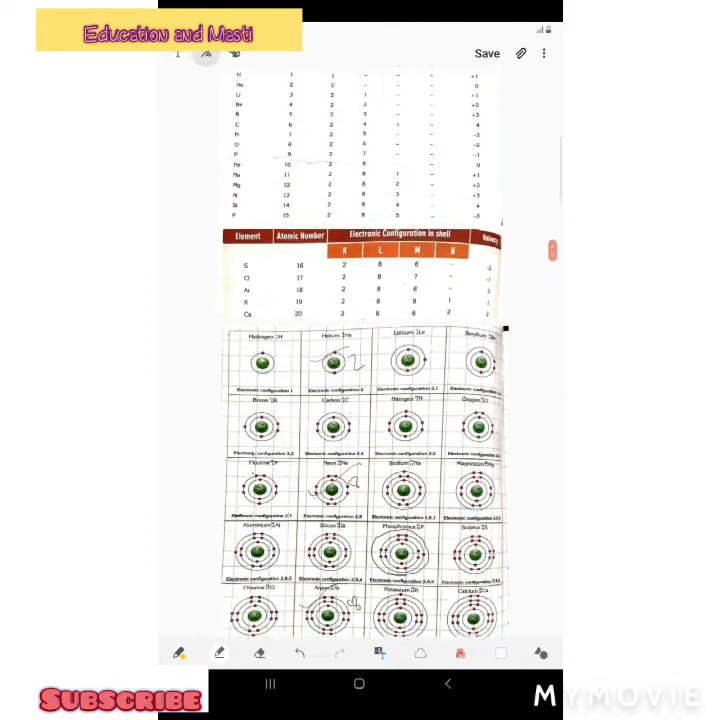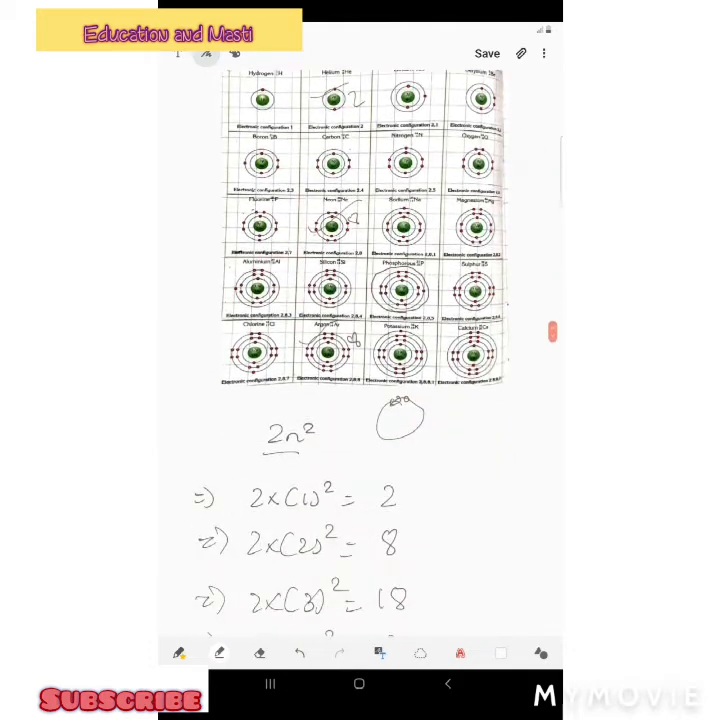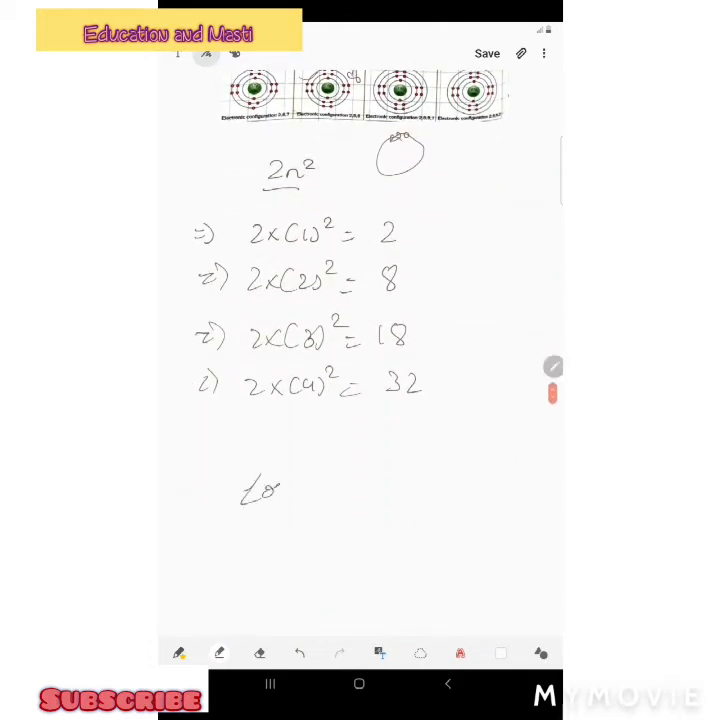But other elements can also make their electronic configuration stable. How? By sharing, losing or gaining electrons, so that they can attain 8 electrons in their valence shell. With that only they can attain the noble gas configuration. That is what is called the octet rule. Other elements can do it by losing, sharing or gaining. Have you understood about this? I hope you have understood.